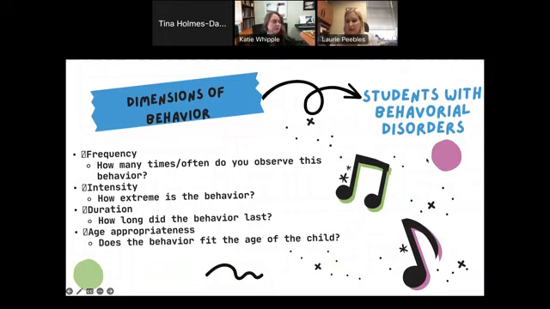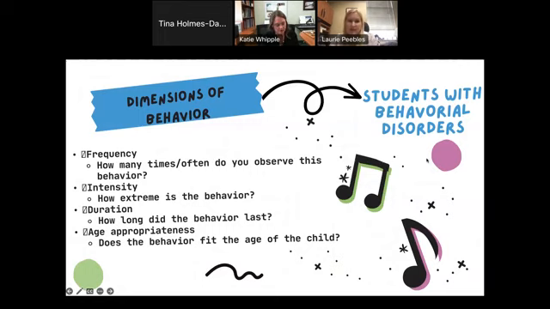When we're thinking about behavior and trying to start pinpointing what we're seeing and when we're seeing it, we need to think about these dimensions. There are 4 dimensions to keep in mind: the frequency, the intensity, the duration, and the age appropriateness. Frequency, we are probably pretty familiar with. How many times or how often do we observe this behavior? If a kid is getting out of the seat, how often are we seeing it? If a kid is throwing an instrument, how often are we seeing it? If a kid is shouting out in class, how often are we seeing it?